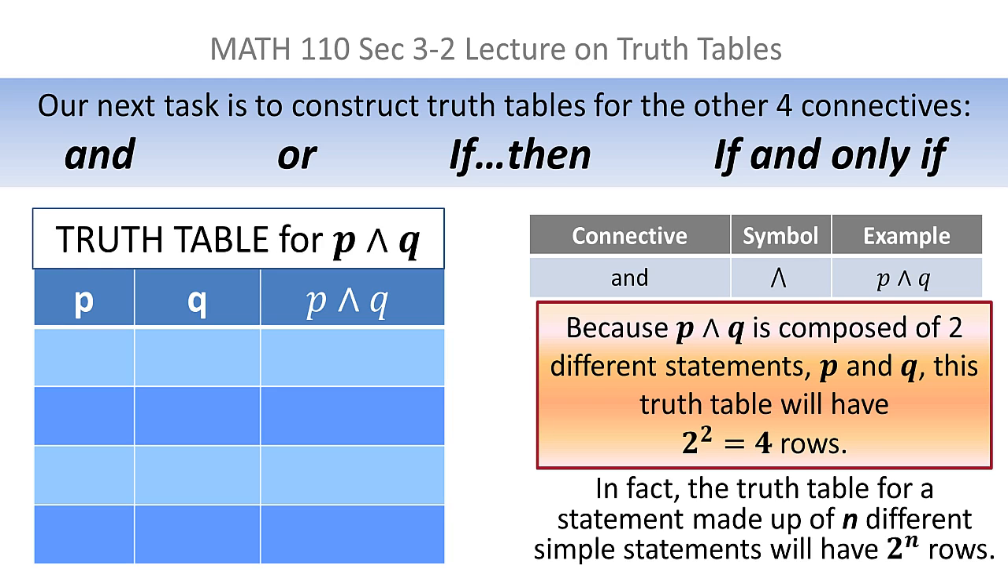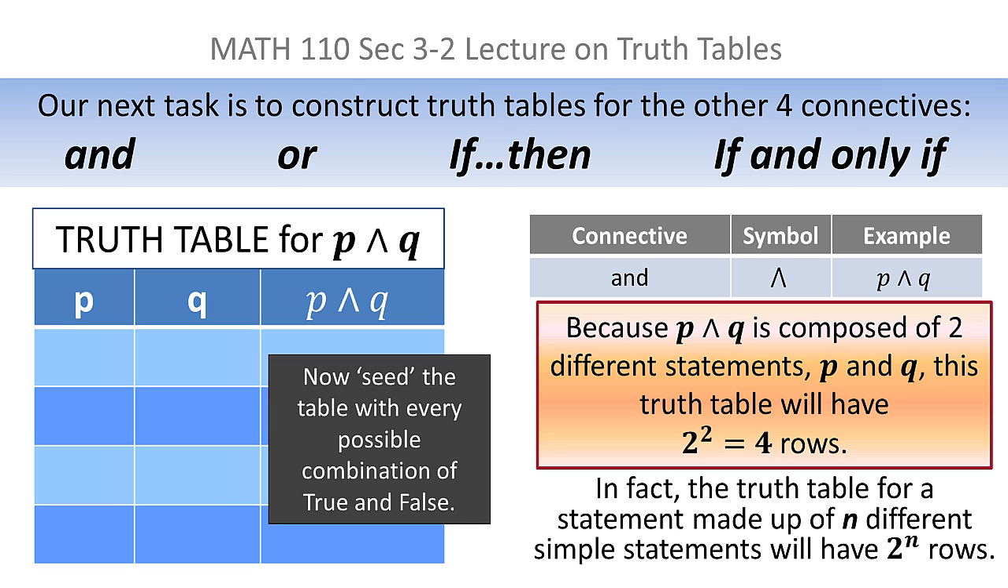Okay. Now, what goes in those rows? Well, you want to take, I call it seeding. You want to seed that table with every possible combination of true and false. So what could happen? Well, both statements could be true. P could be true, Q could be true. What else? P could be true, but Q could be false. It's another variation. Or it could be reversed. P could be false, and Q could be true. And the last possibility is that they're both false. Those are the only possible combinations of T and F if you only have two simple statements. So I've seeded our truth table.